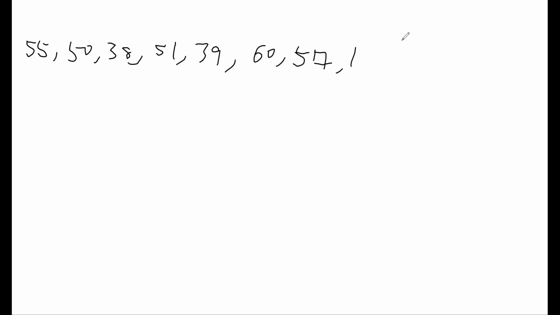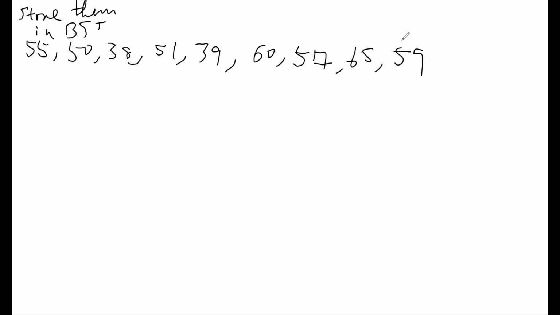Suppose I have a sequence of numbers: 55, 50, 38, 51, 39, and then 60, 57, 65, 59. You can store this sequence of numbers in any kind of data structure, and over here I want to store them in a binary search tree.